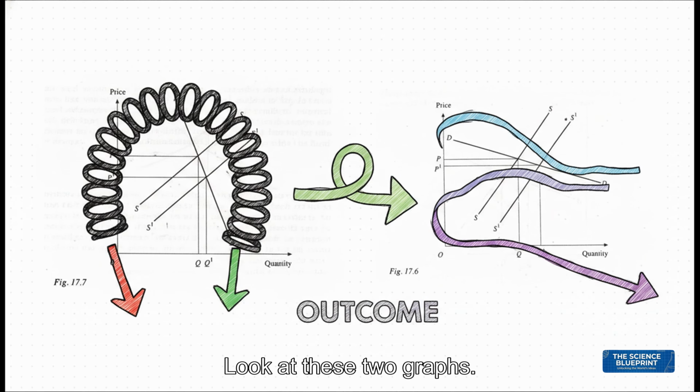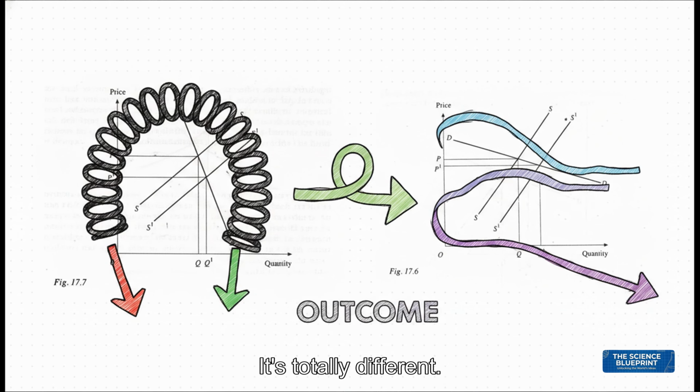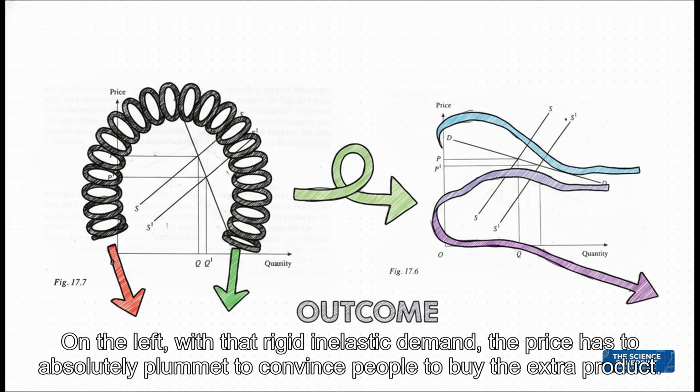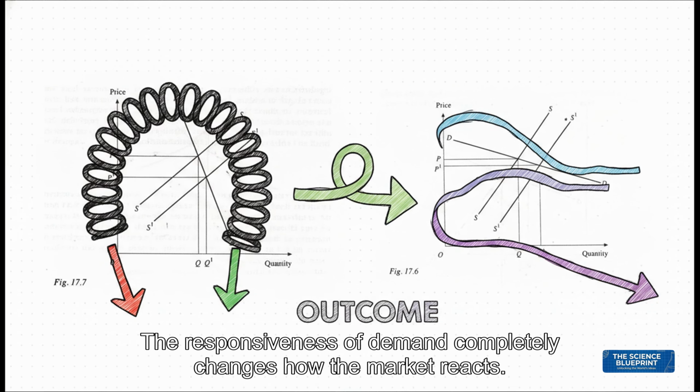Look at these two graphs. In both cases, the supply of a product goes up by the exact same amount. But look at the result, it's totally different. On the left, with that rigid, inelastic demand, the price has to absolutely plummet to convince people to buy the extra product. But on the right, with that stretchy, elastic demand, the price only has to dip a little bit. The responsiveness of demand completely changes how the market reacts.